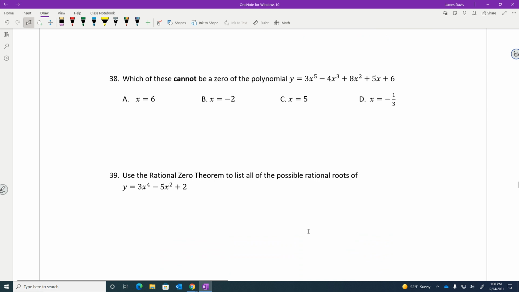Okay, the next two are kind of a pair, they use the same theorem. 38, it doesn't actually say to use this theorem. So let's do 39 first and then we'll flip back to 38. So now we're supposed to use the rational zero theorem, the rational root theorem. Anybody remember how to do this?